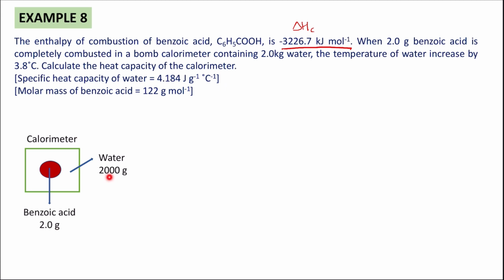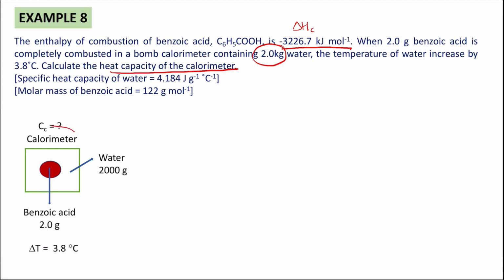So water ni mass dia datang daripada mana? Kita ambil daripada 2.0 kilogram. Kita tukar kepada gram. And then dia minta awak untuk determine heat capacity of calorimeter. So maknanya dia minta awak cari capital letter C untuk calorimeter. So, untuk calculate this one, kena identify siapakah kita punya surrounding.